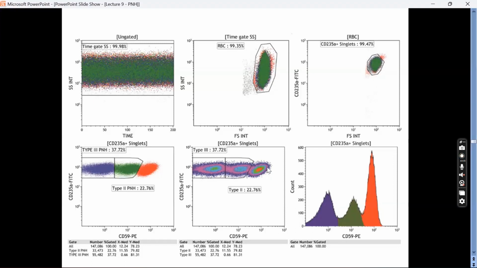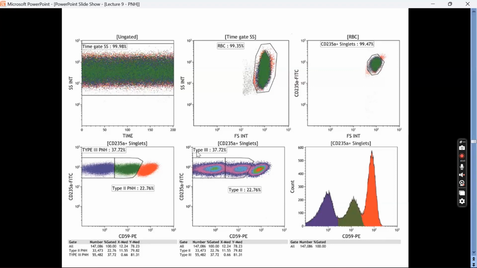You find one cluster is normal, expressing normal levels of CD59, which is type 1. Then you find another cluster which is showing complete loss of CD59, which is type 3, and then an interim population which is showing some level of CD59 expression, which is type 2. So when you are reporting this case, you should report PNH clone detected in RBCs, which is type 3 and type 2 added together. In this case, it may be around 60%. And you also need to report that type 2 is 22% and type 3 is 37%.